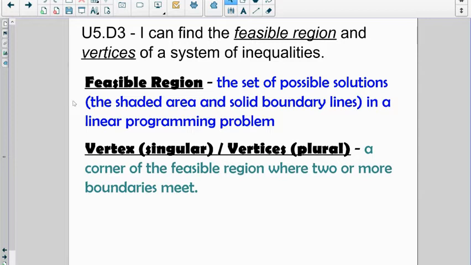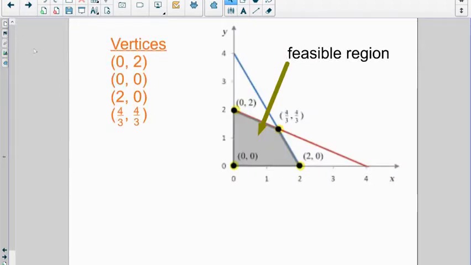So the feasible region is the solution area, so all the different shaded areas that overlap, but also the solid boundary lines along that shaded area. And then the vertices are those corners. So let's take a look at a visual for you to get a better picture of this.